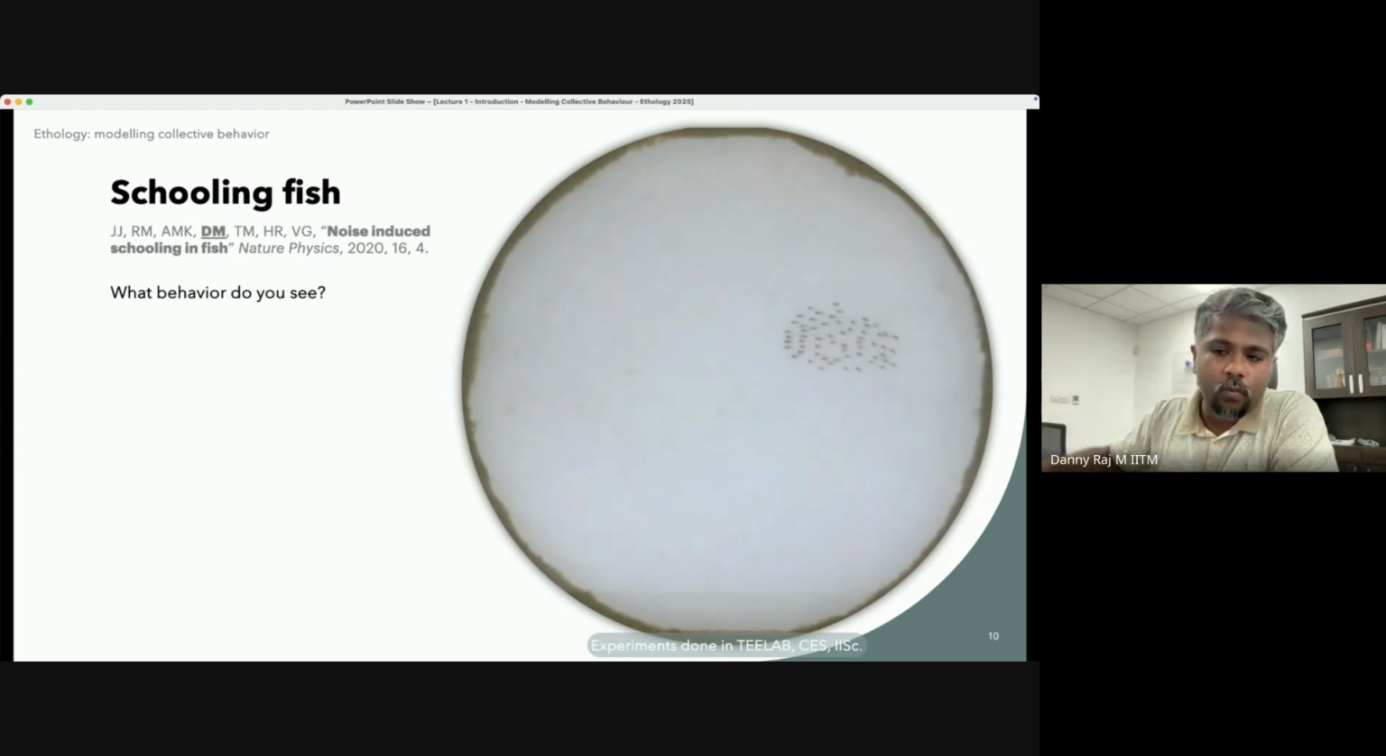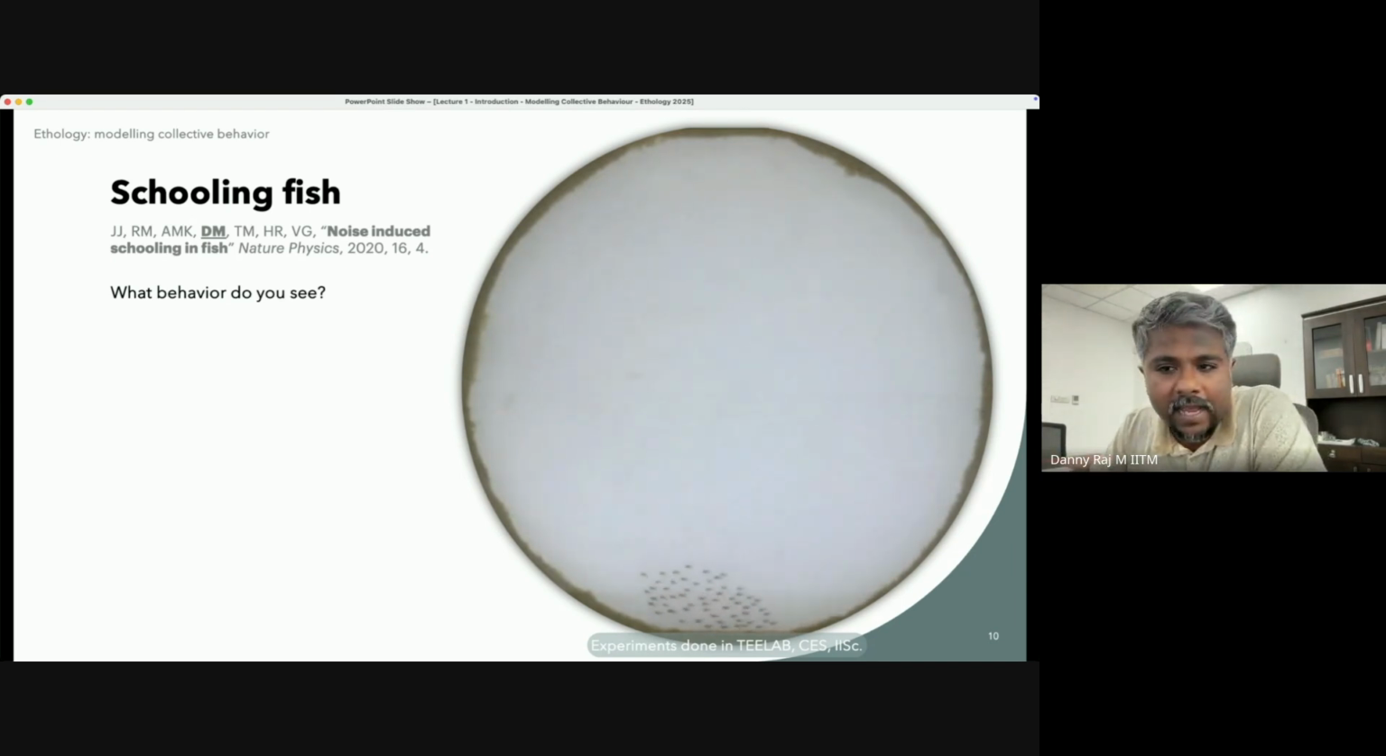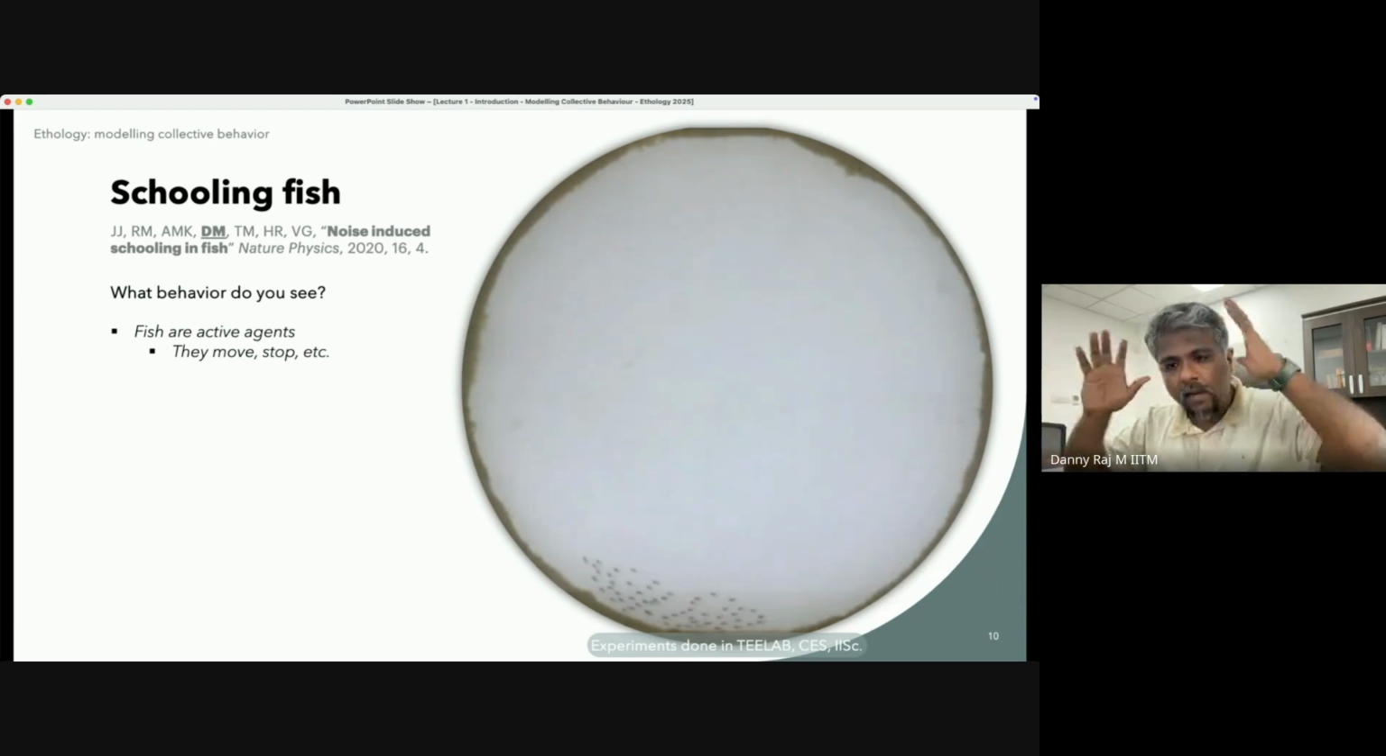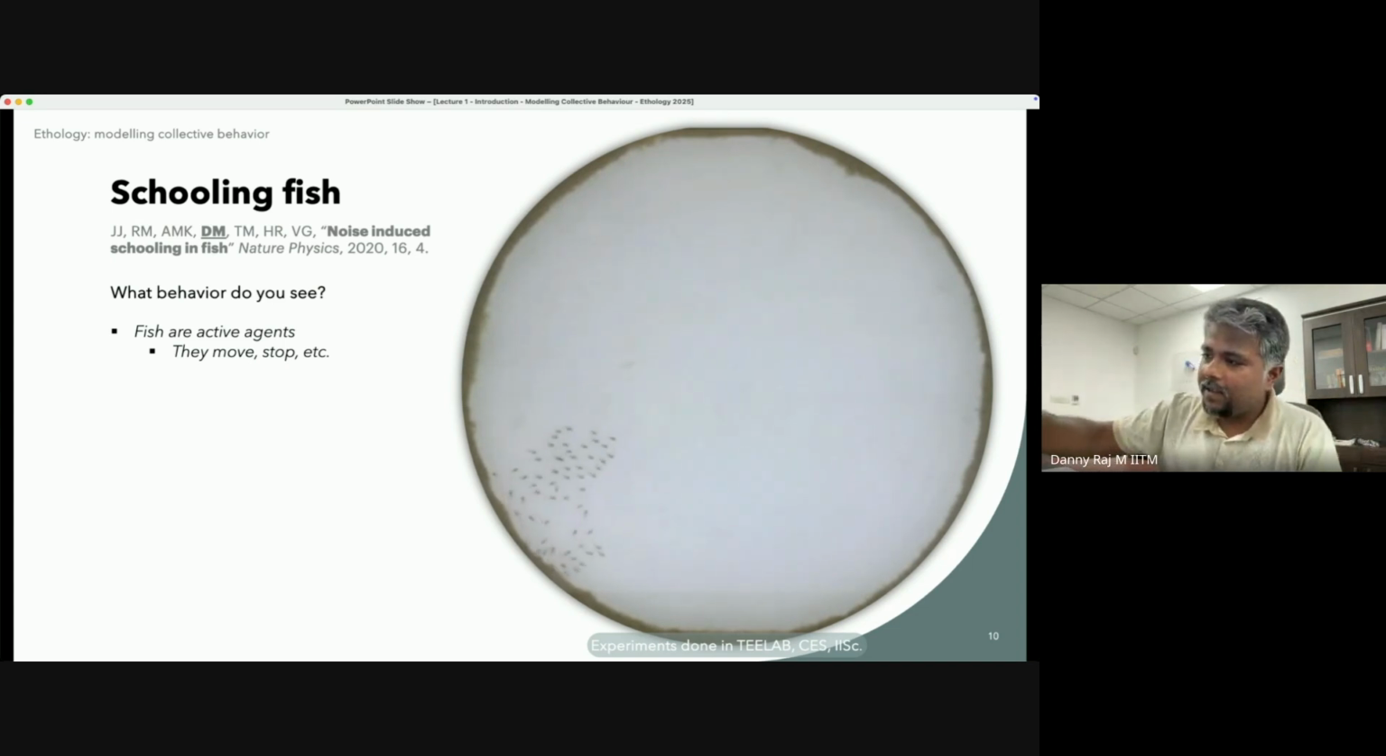So what do you see? What behavioral aspects do you see? These are experiments done in my collaborator's lab in the Center for Ecological Sciences in IISc, Professor Vishu. All right. So one of the first things to notice is the fact that these agents are active. They are spending their own energy to move, and they're making decisions to move, and they have a particular movement strategy.